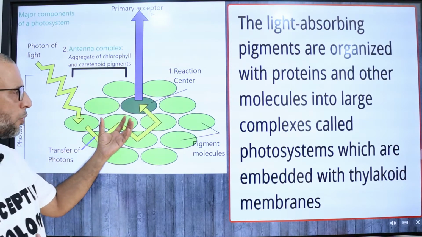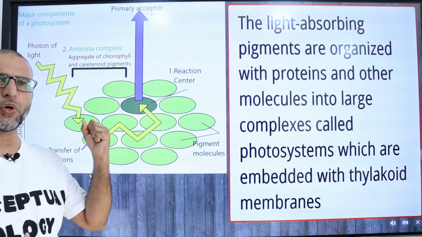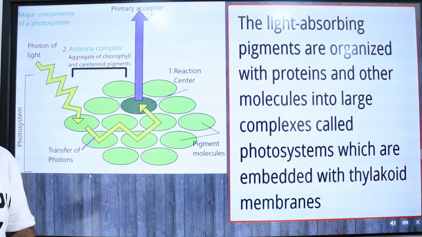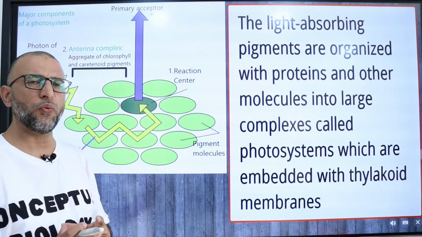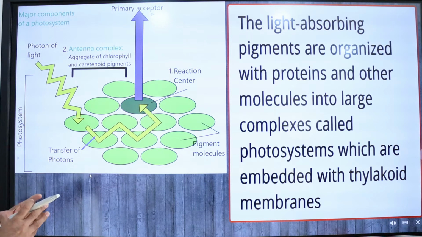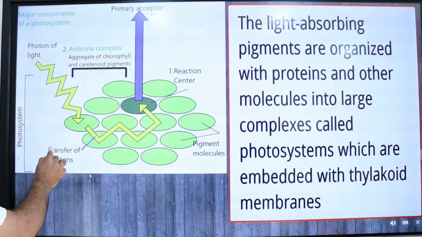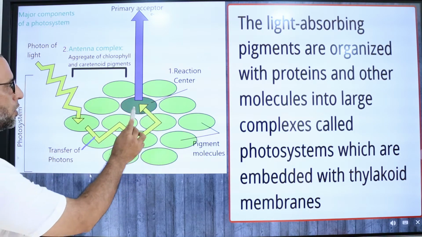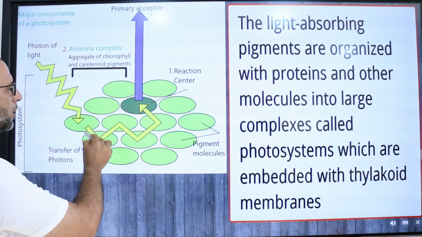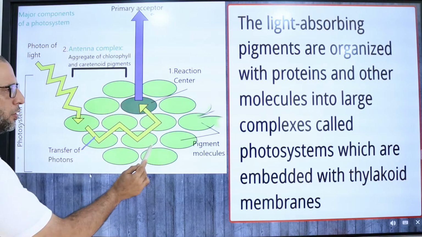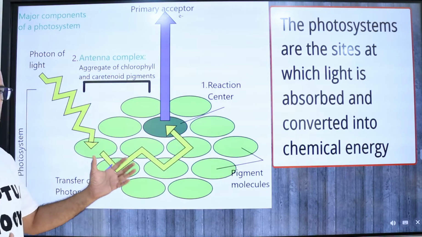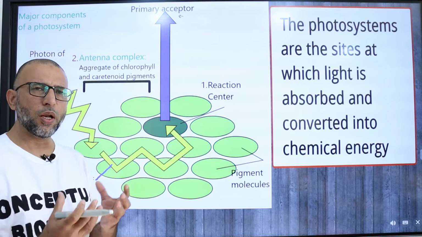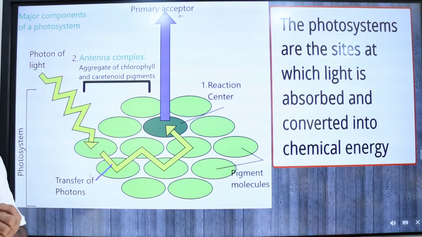Light absorbing pigments are organized with proteins and other molecules into a large complex that is called photosystems, and photosystems are embedded in thylakoid membrane. So, this is a photosystem, and it consists of two parts. One is called reaction center and second is known as antenna complex. Photosystems are the sites at which light is absorbed and converted into chemical energy.